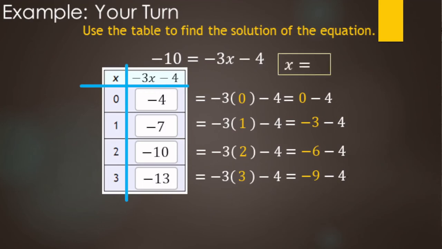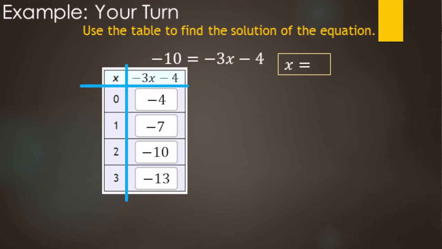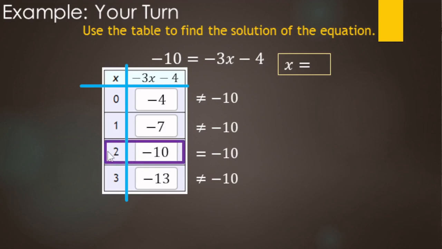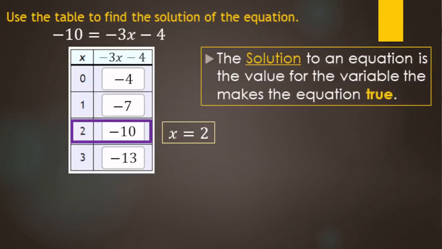Now we're ready to figure out what x is. So we're just going to go down the line here. And remember, our target number was a -10. So we look for the -10 there. There it is right there. So this makes the true statement, which means that 2 is the x, because remember, we're trying to find the x that makes the true statement. So that's going to be a 2 there.